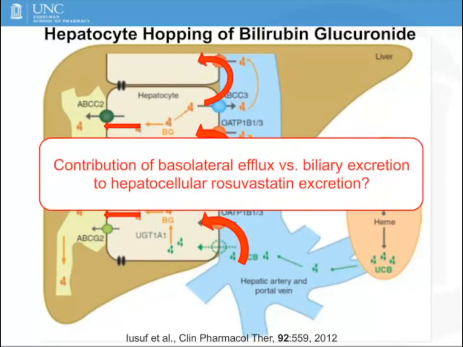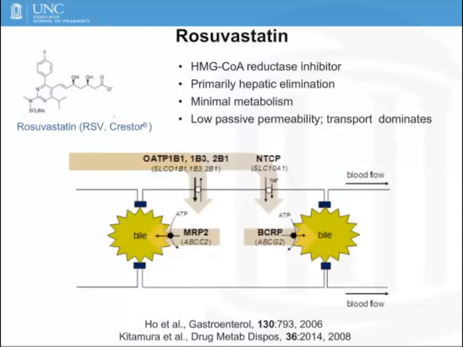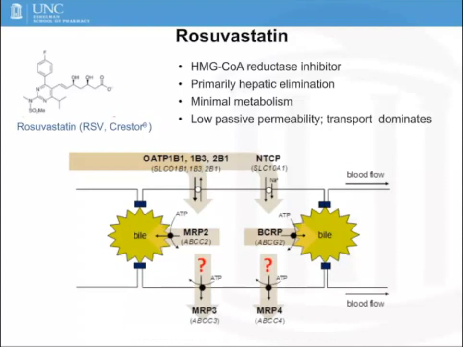Now, we were curious about the role of these basolateral efflux transporters in this hepatocyte hopping for drug disposition, and so we specifically focused on rosuvastatin, which we know is a good probe substrate. It's primarily eliminated by the liver. It undergoes minimal metabolism and low passive permeability, so it's transporter dominated. And you can see here the systems that are predominantly responsible for the uptake of rosuvastatin, primarily OATPs, and excretion into bile via MRP2 and BCRP. And the contribution of the basolateral efflux transporters, specifically MRP3 and 4, was not known at the time that we conducted this work.